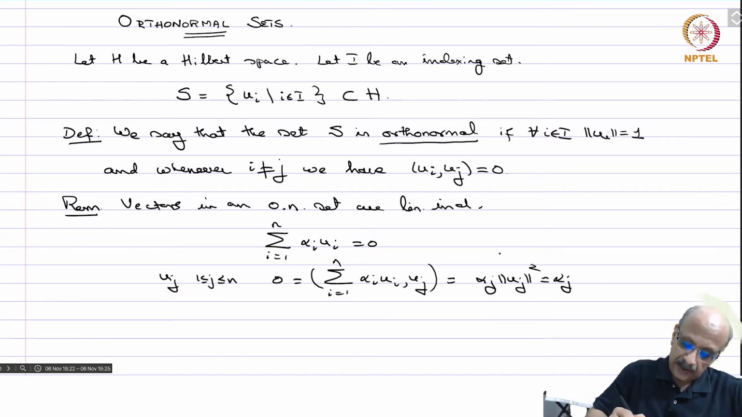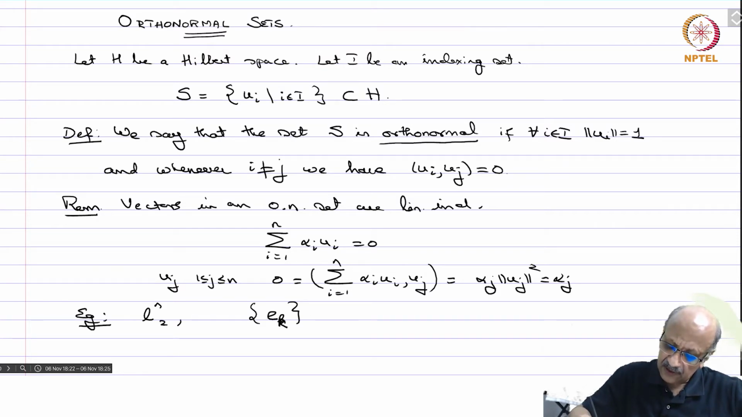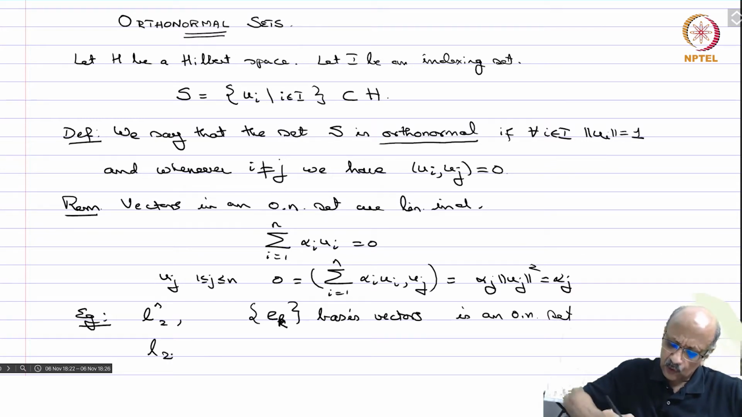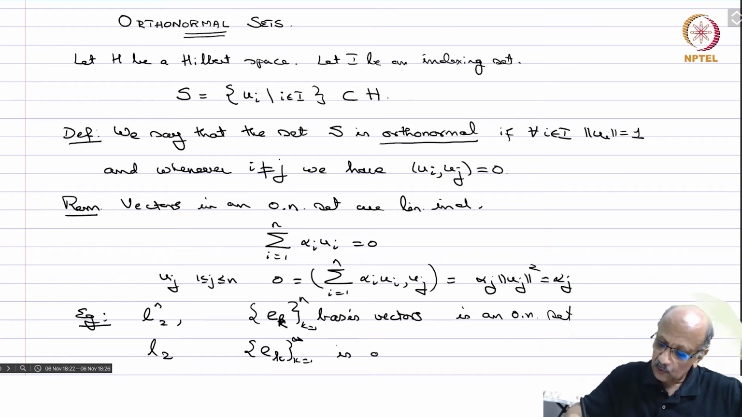So each alpha j is 0, and therefore the vectors are linearly independent. Okay, so example again. If you take ℓ_n^2 or ℓ^2, and then you take the family Ek. These are the basis vectors, 1 in the kth place, 0 elsewhere, then Ek is an ON set. Similarly, if you took ℓ^2, the set of all Ek, here k equals 1 to infinity. These are all sequences, 1 in the kth place, 0 elsewhere, is an orthonormal set.